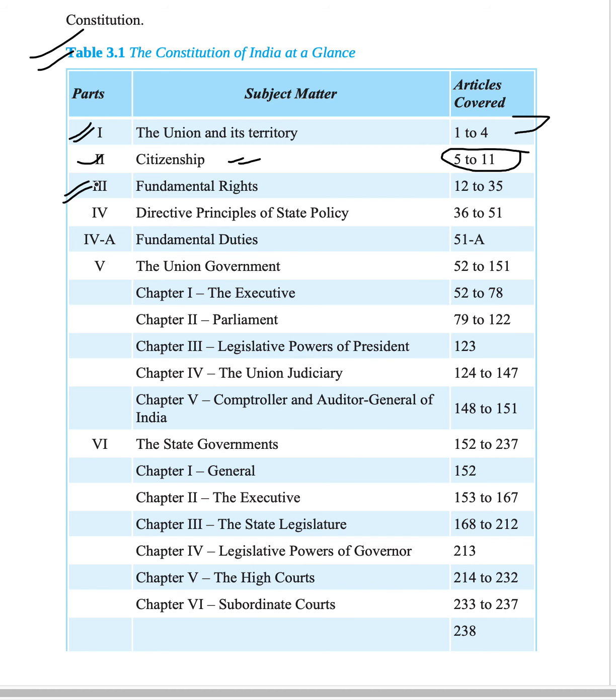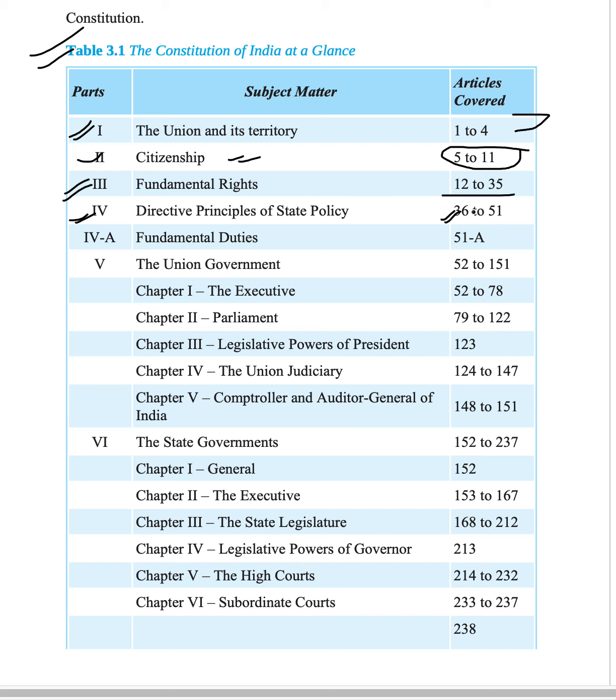Then fundamental rights are covered in part 3 from 12 to 35. Part 4 contains directive principles of state policy from 36 to 51. Just remember the starting and ending article also. And you should remember the contents of different articles also. Basically these fundamental rights and directive principles, you have to mug up each and every article.